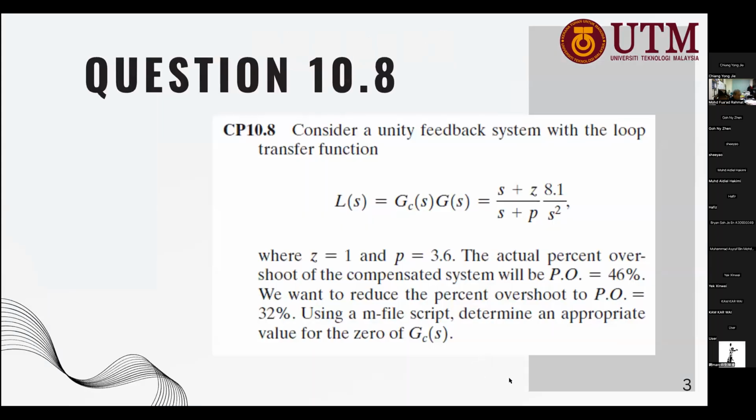So the first question is we have a unity feedback system with the transfer function given as shown here. And the question wants us to determine the appropriate value of the zero, which is the Z, for overshoot to change from 46% to 32%. So when overshoot is 46%, our Z is 1. So when we change the overshoot to 32%, what is the Z? The question wants us to find that.